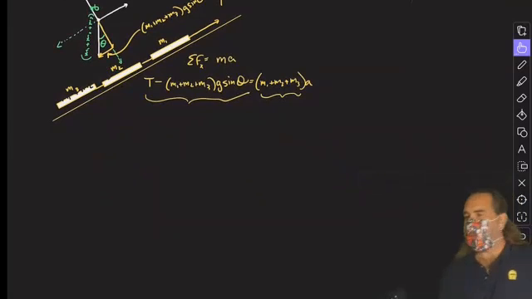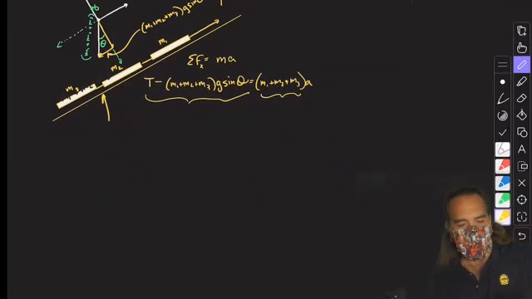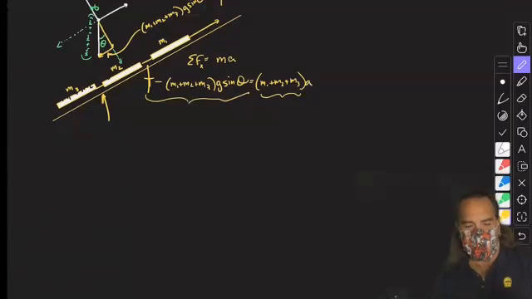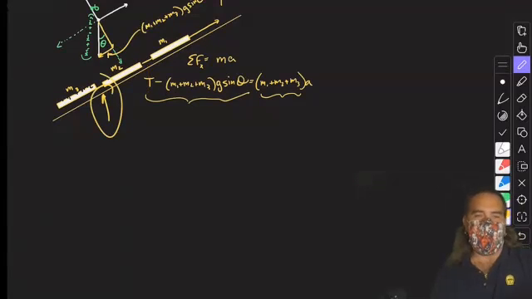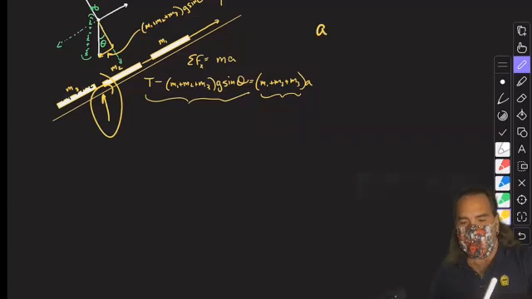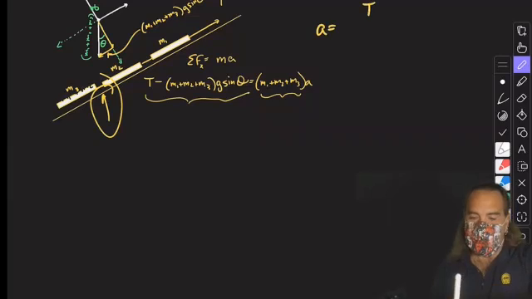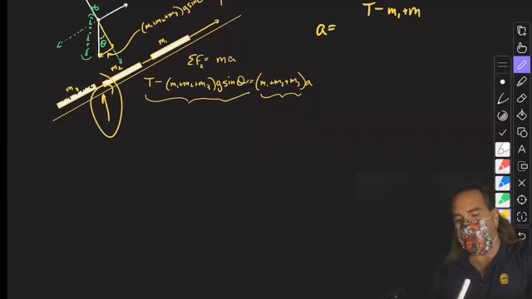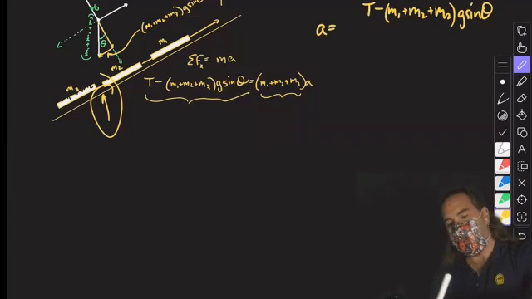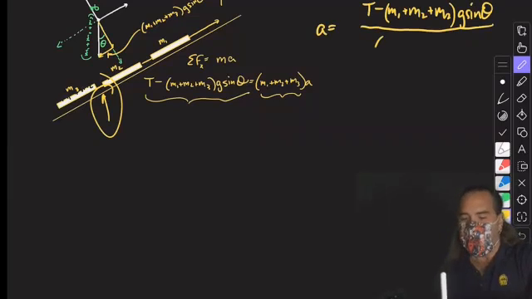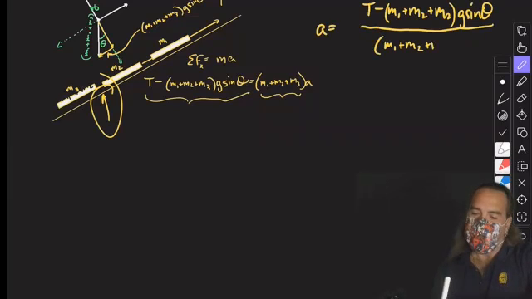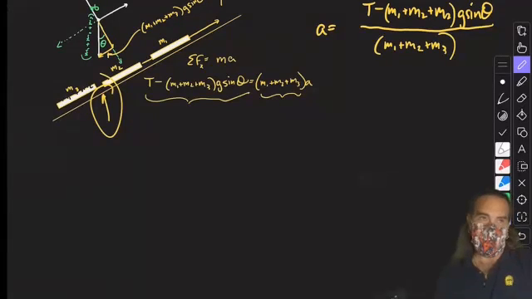All right, so what do we need? Do we need the tension here or the tension here? Which one? Both? All right, I'm going to do the bottom one first. Because all 3 boxes have the same acceleration, and that acceleration is T minus (m1 plus m2 plus m3) g sine theta, all over m1 plus m2 plus m3. That's the acceleration.